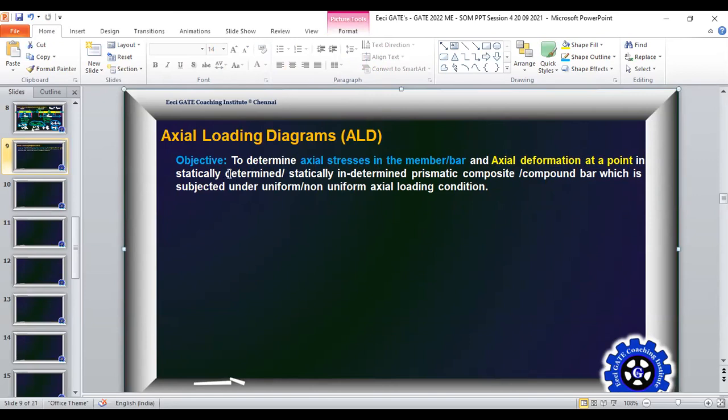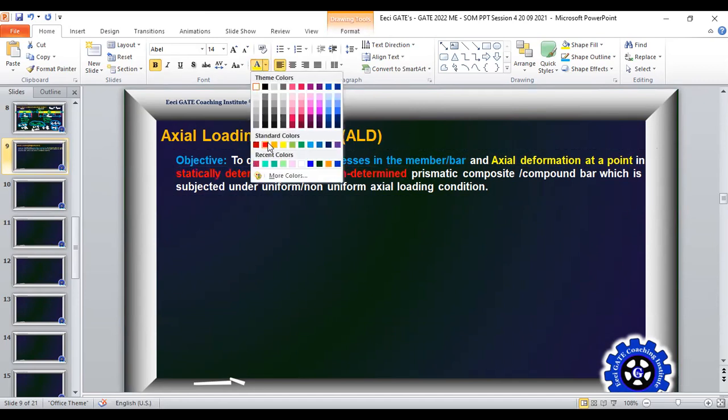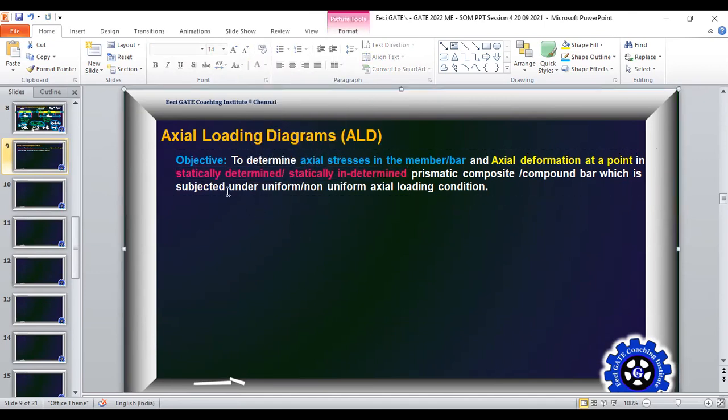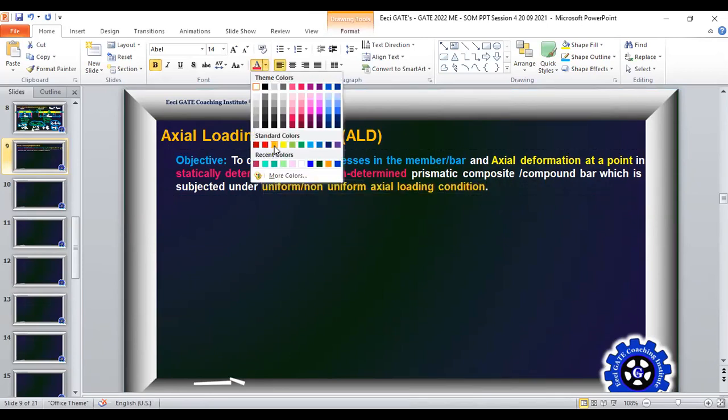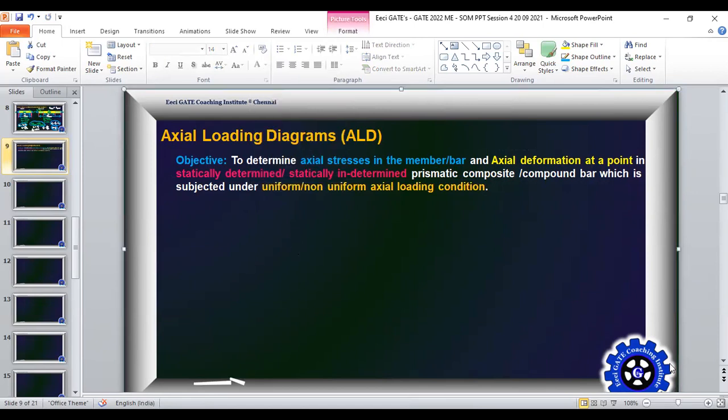In a statically determinate, what is meant by statically determinate and statically indeterminate? You should know the meaning of the statement. What is meant by statically determinate? What is meant by statically indeterminate? Prismatic or composite compound bar, subject under uniform and non-uniform axial loading. You should know the meaning of each and every term. Your life will be cool. Understood?